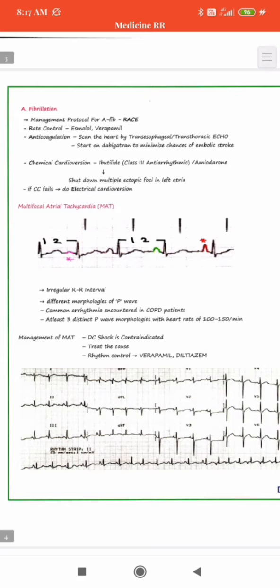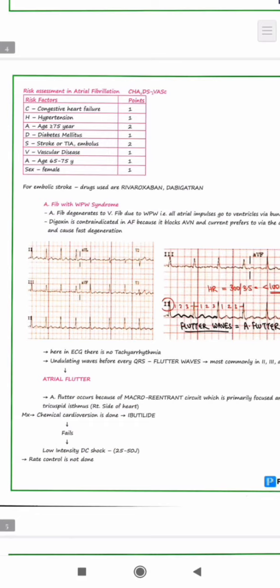These are the important topics, atrial fibrillation and the risk assessment, which we remember by the CHA2DS2-VASc. The risk factors are congestive heart failure, hypertension, age more than 75 years, diabetes, stroke, any vascular disease, or if the person is female. For embolic stroke prevention, the drugs used are rivaroxaban and dabigatran.